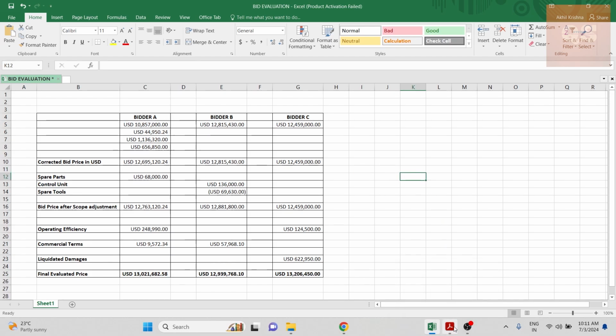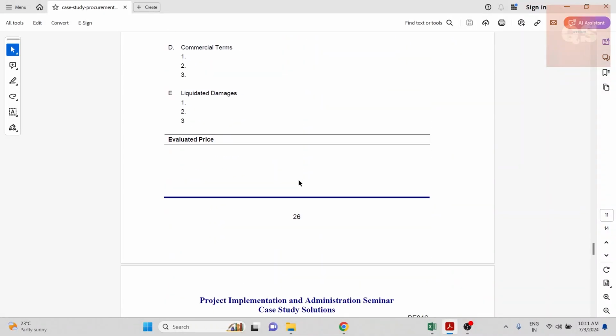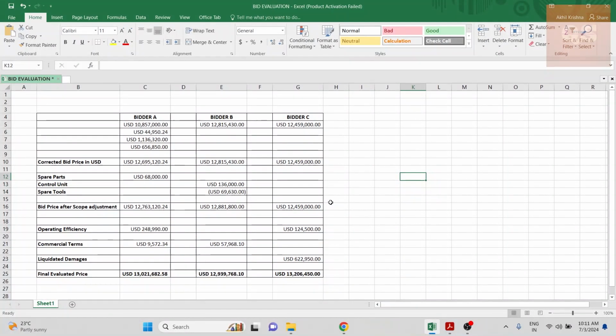So this is a small example of how a bid evaluation is done. This is basically for this case study purpose. All these would change depending upon other projects, like what the requirements are.